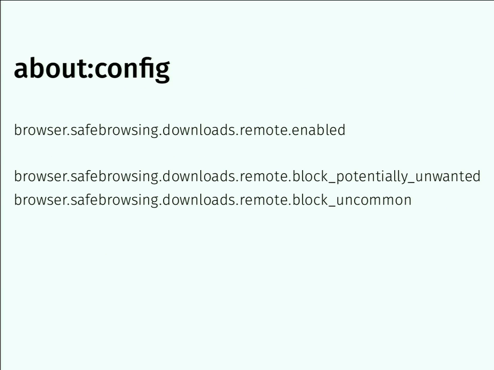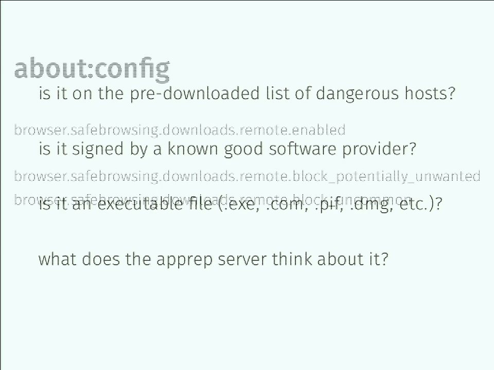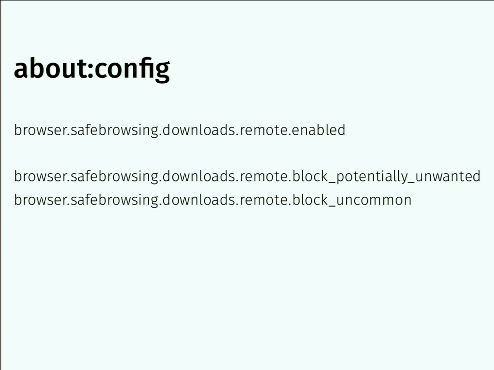Now, in this list, you probably noticed that there is one step that sends the data to the application reputation server. The rest is all local checks. If you want to disable the remote check, you can. That's the first option there, downloads.remote.enable. Some people that are really concerned about their privacy might want to do that. But if you disable that, you still get the first couple of checks.